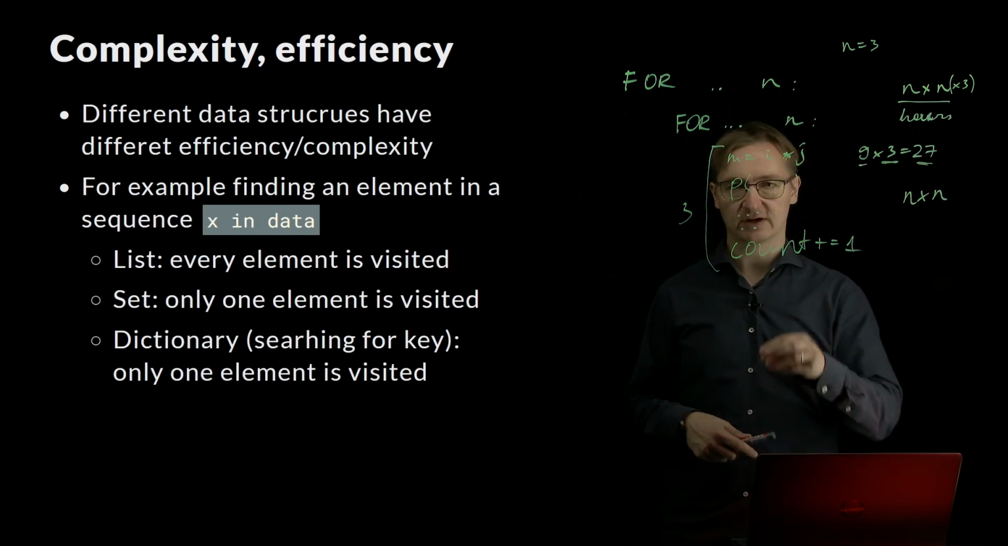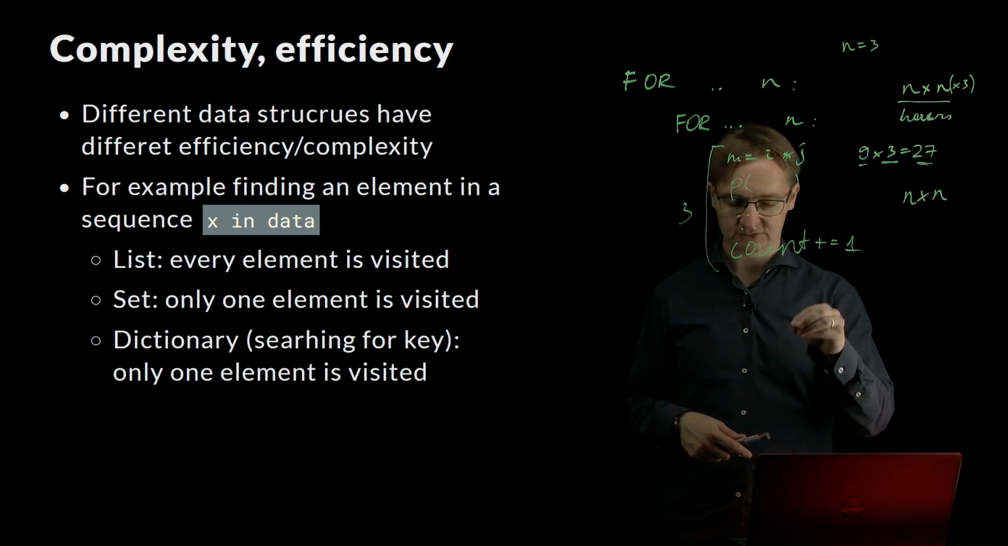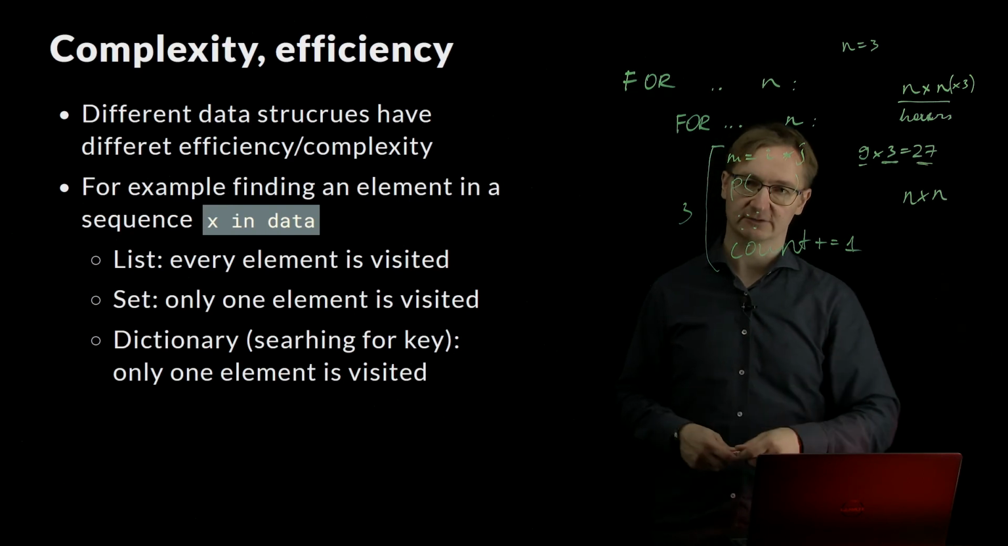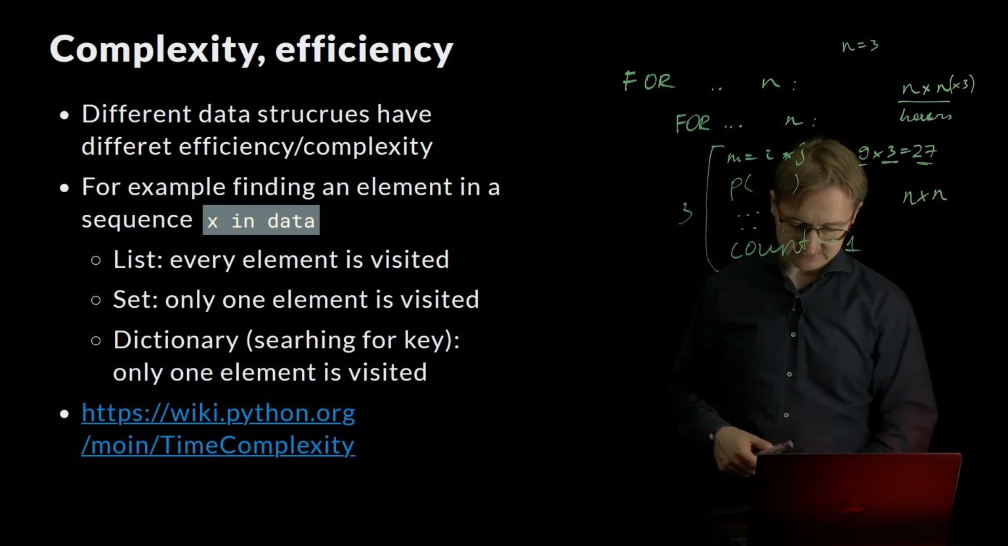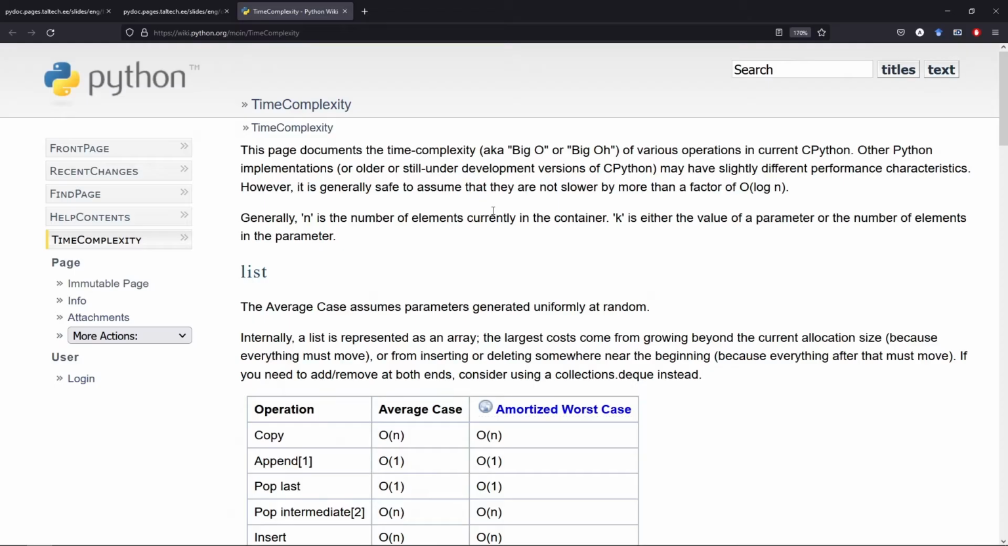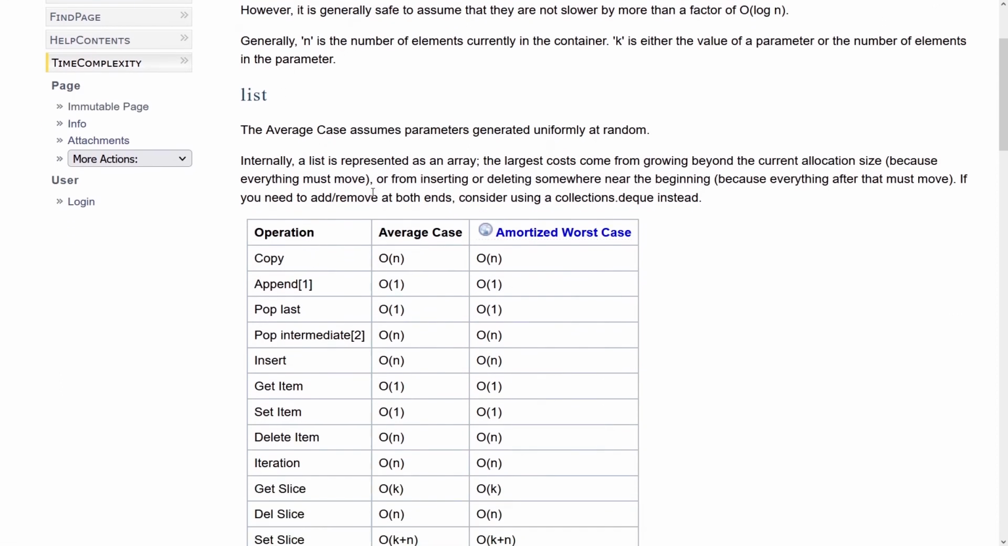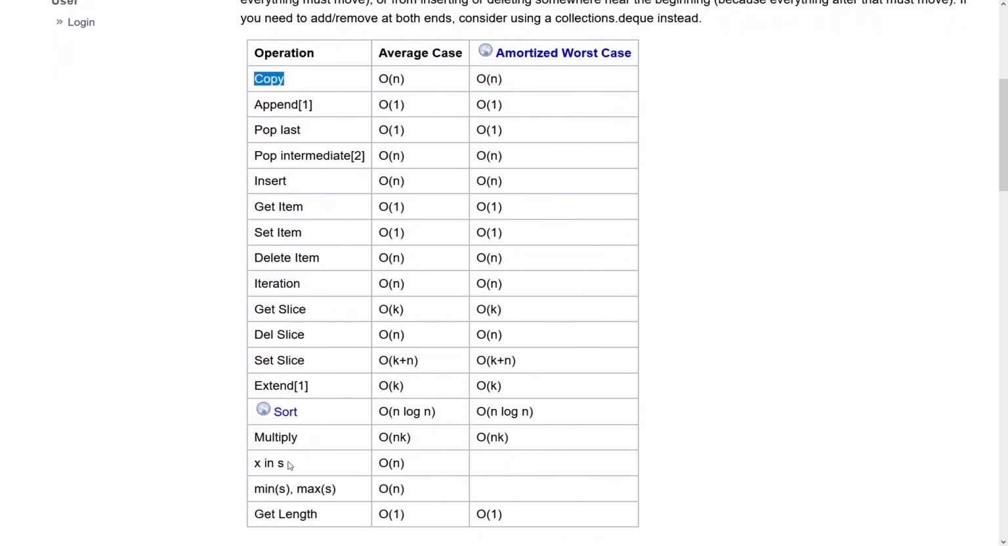But yes, if you know that you have to look for a certain value and you have a lot of data, then it's wise to use a set for that, not a list. And here's also one page where we have different data structures, and what it does is point out different operations and the complexity of those operations. So for example, there is a list, and we were looking at this x in s. So for example, I'm looking for a certain value inside my list. Then the complexity is O(n).